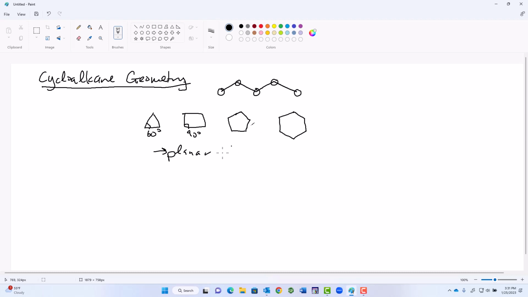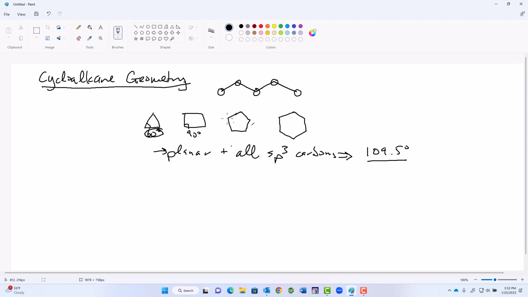However, these are planar, but they're also all sp3 hybridized carbons. What we know is that sp3 hybridized carbons prefer a bond angle of 109.5 degrees. So, for instance, if we look at the 60-degree angle expected in cyclopropane and compare that with the desired bond angle of 109.5, this leads to some very unstable circumstances. Unless we can alter the structure from this planar conformation, we are going to run into some issues.